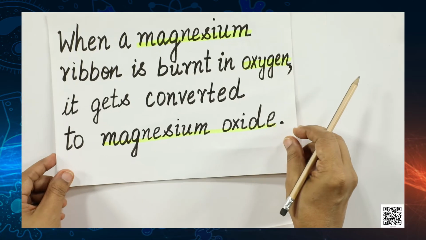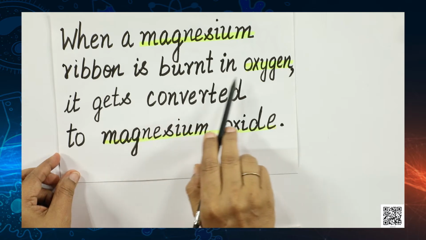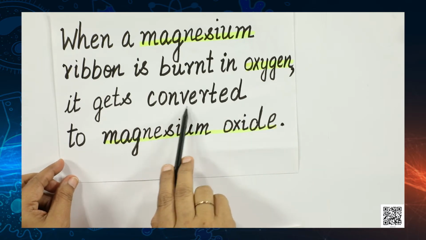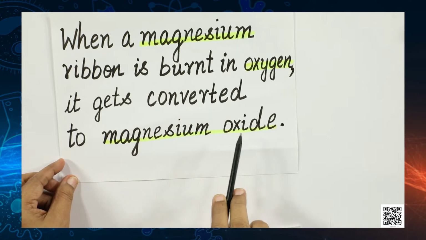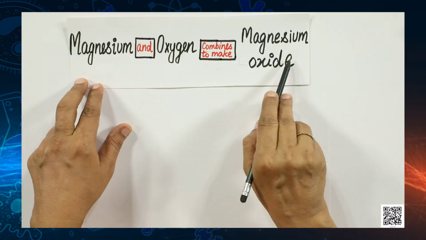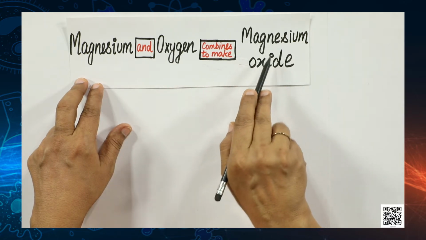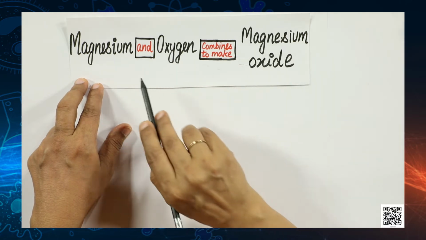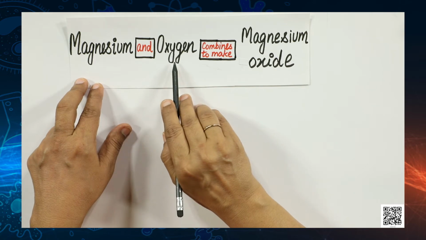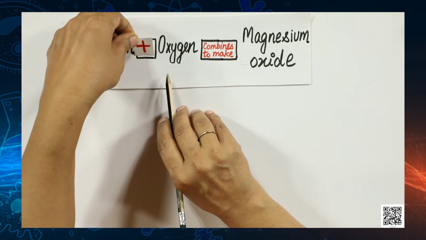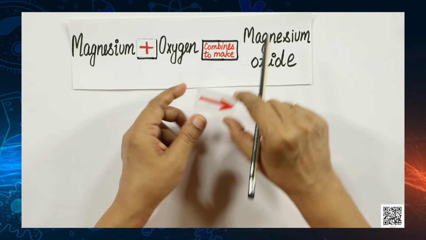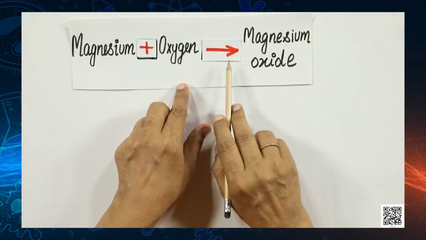Let us try writing it in a statement. So, what will the statement look like? When a magnesium ribbon is burnt in oxygen, it gets converted to magnesium oxide. So, here I have reframed the sentence and written like this: magnesium and oxygen combine to make magnesium oxide. Now, let us convert this into a word equation. So, how do we do that? So, this is the word equation for the reaction of magnesium with oxygen.